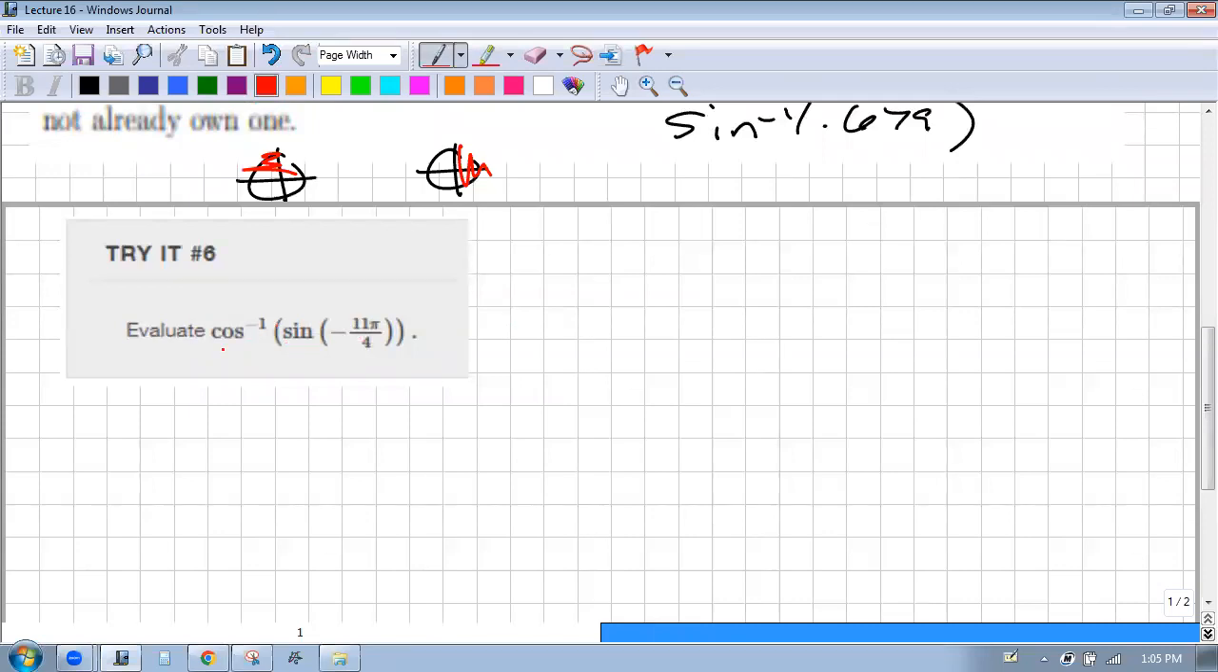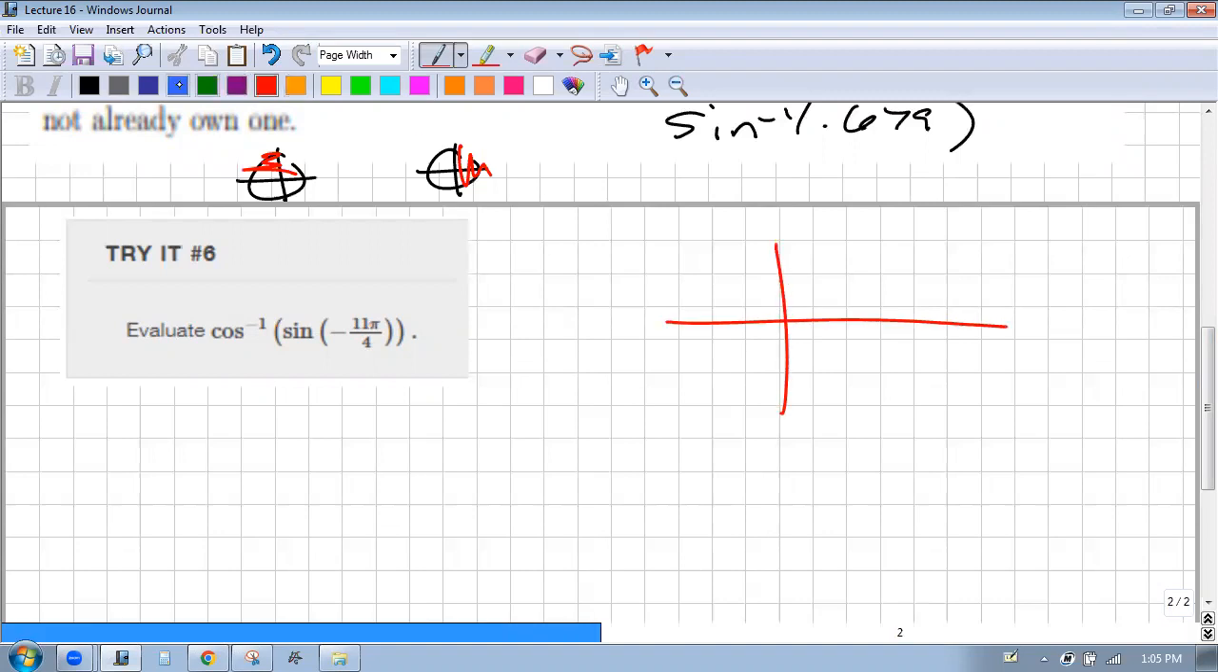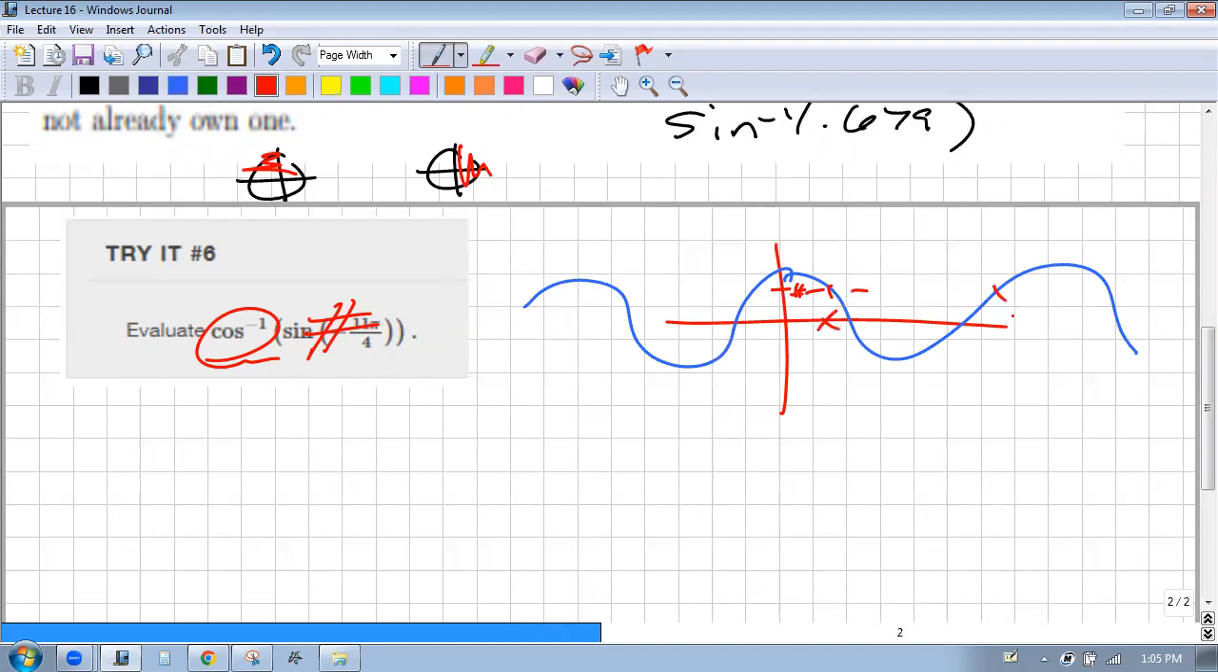Okay, well, let's think about cosine. Here's cosine. So cosine inverse tries to take a number and return it back to the angle it came from. So if I think of this as being that number, and I ask where did it come from? It could have come from there, it could have come from there, it could have come from here. There's an infinite number of choices.